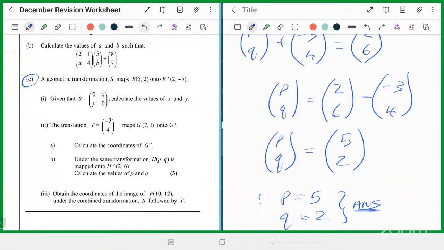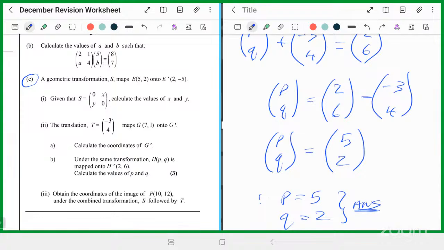S followed by T would be represented by TS. That's how you represent S followed by T. Right? TS is the representation for S followed by T. So instead of saying transformation S followed by T, they could have said transformation TS. And you have to know that TS means S followed by T. But because that translation is involved, we're going to do it step by step. We're going to do S first and then do T afterwards.